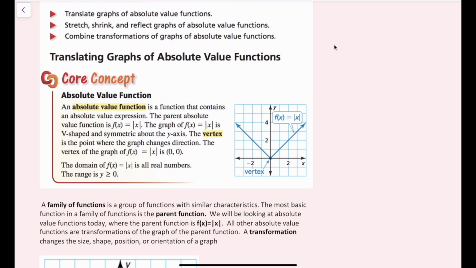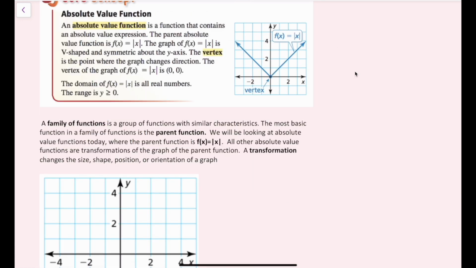We will be looking at absolute value functions today, where the parent function is f of x equals the absolute value of x. All other absolute value functions are transformations of the graph of the parent function. A transformation changes the size, shape, position, or orientation of a graph. So I'm just going to show you how we got this graph right here.